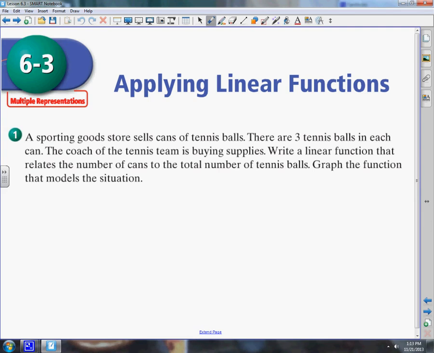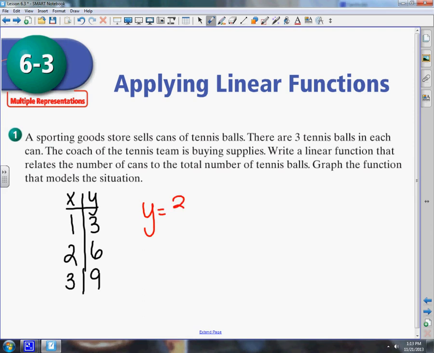Okay, so if I were to just make a quick little table, x and y, if I bought 1 can, I would get 3 tennis balls. 2 cans would be 6, 3 cans would be 9, and so on. So if I were to write an equation, my equation would just be 3x, and then my y-intercept is 0 because I'm starting with nothing, and then I'm adding 3 each time.